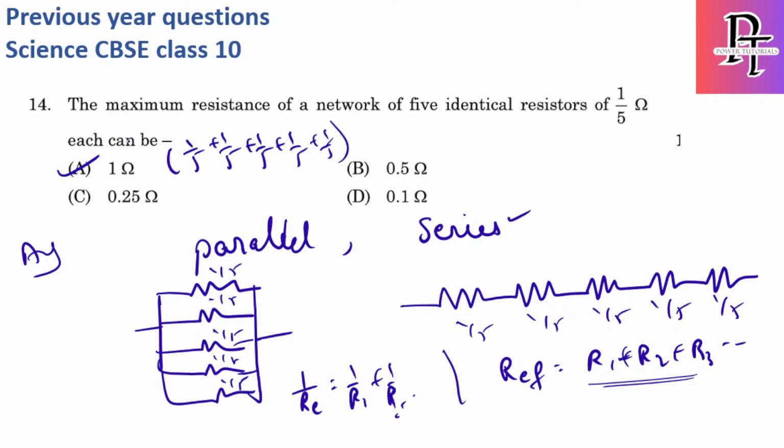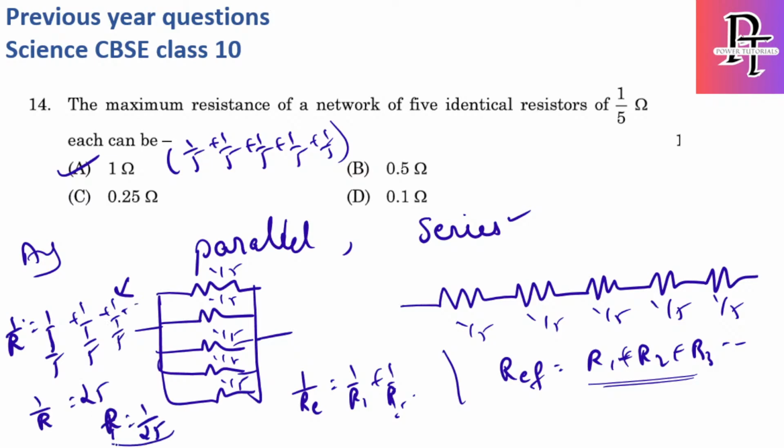If in the same question they ask how to find the minimum resistance, then the answer should be the parallel combination, and 1/R effective is equal to 1/(1/5) plus 1/(1/5) and so on. So it should be 5 plus 5 plus 5 plus 5 plus 5, so 1/R effective will be 25. So R effective will be 1/25. So the minimum resistance should be 1/25, and if they ask for the maximum resistance, it should be 1.